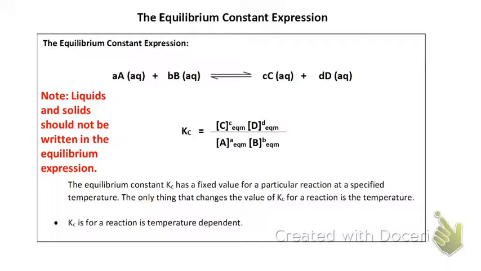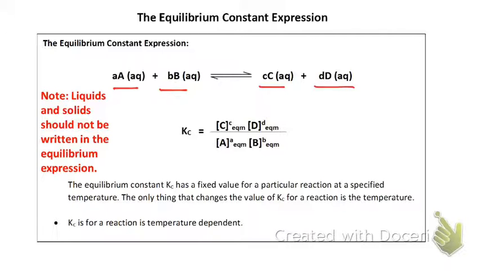So what this is saying is reactant A is going to react with reactant B. Now the little a and the little b represent the coefficients for A and B. And when A and B react, they will form products C and D, which have subscripts little c and little d.